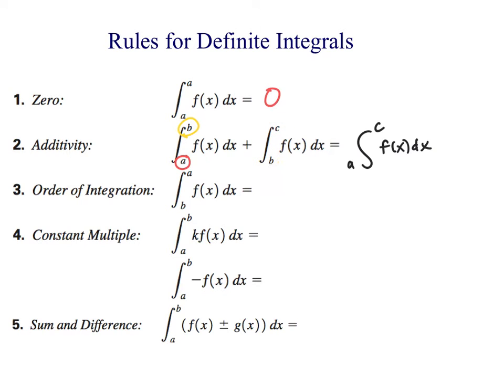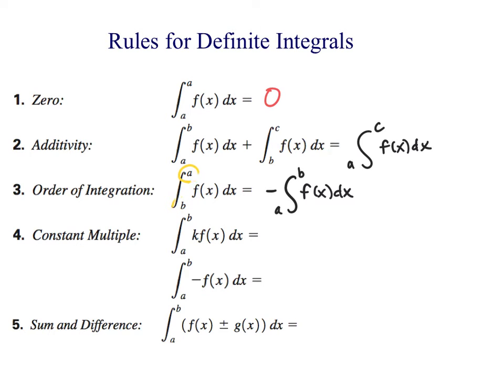Okay, the order of integration. So if you look at those, we've got now B is the bottom bound and A is the top. So if you would like to reorder the bounds of integration, and then put A on the bottom and B on the top, then you need to multiply the integral by a negative number. So multiplying by a negative will switch the order of the bounds.